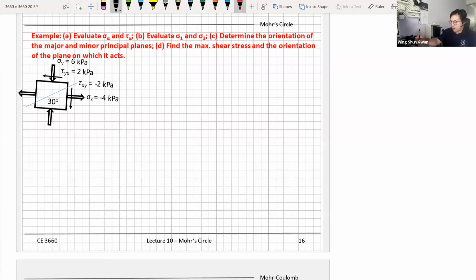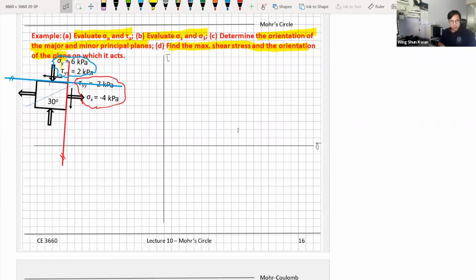First of all, you try to find the sigma alpha and tau alpha, and also sigma 1 and sigma 3. And we also need to determine the orientations of the major and minor principal planes, and also the maximum shear stress and the orientation of its plane. So this is the most complicated, most informative problem I can give you. Let's see whether you can solve this problem. Before I let you work on it, there will be a lot of different planes on this Mohr's Circle. But again, the very first step is to identify the stress points.